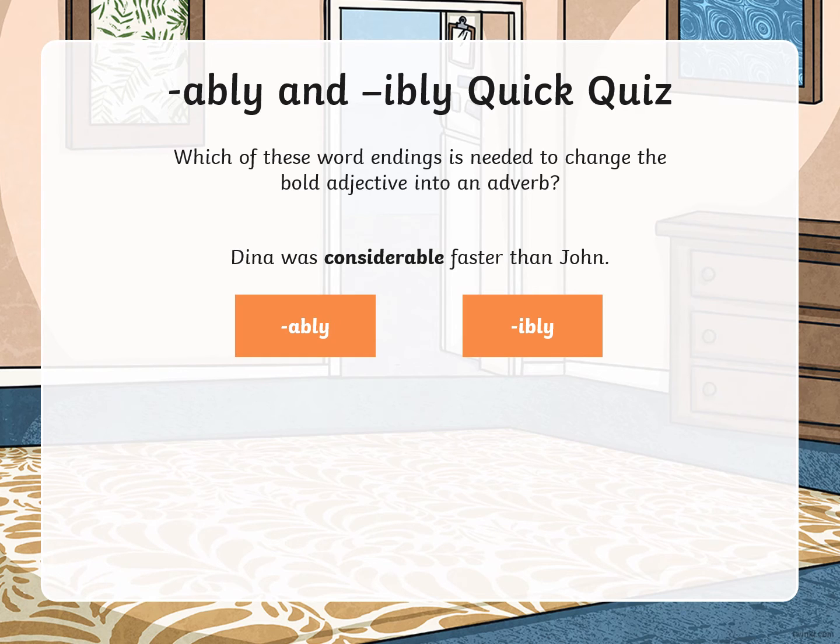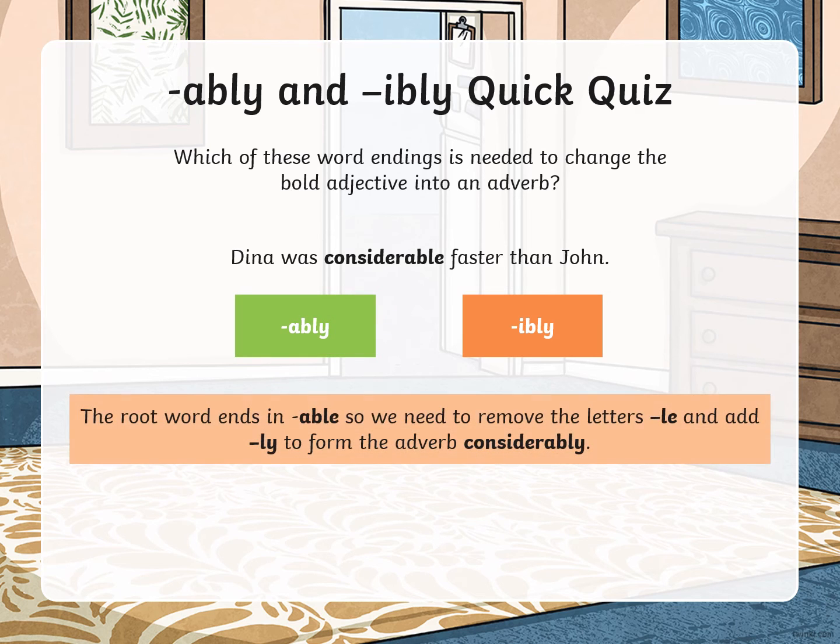So let's try another one. Which of these word endings is needed to change the bold adjective into an adverb? Dina was considerable faster than John. Again, this should be the ably ending. So the root word ends in able, sorry. So we need to remove the letters le and add ly to form the adverb considerably.